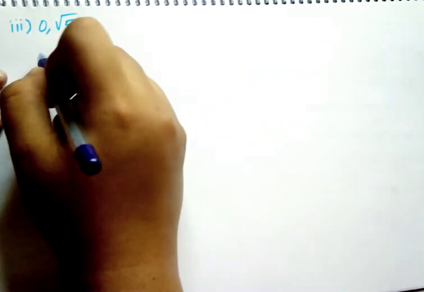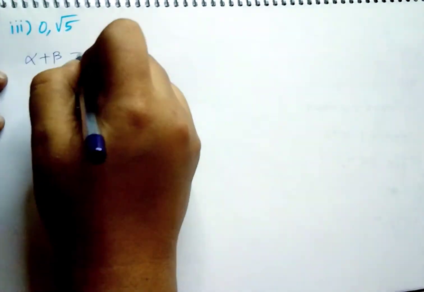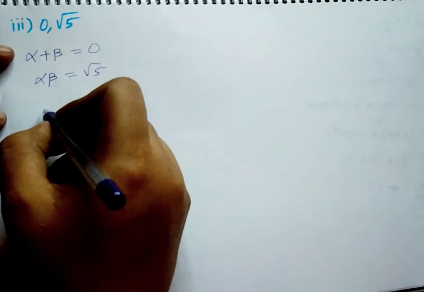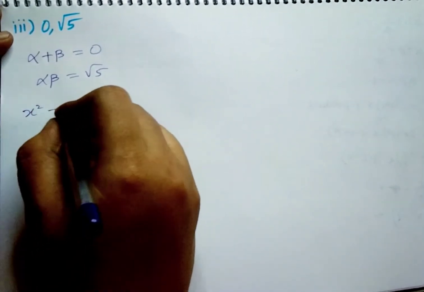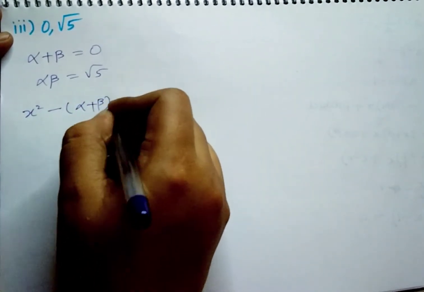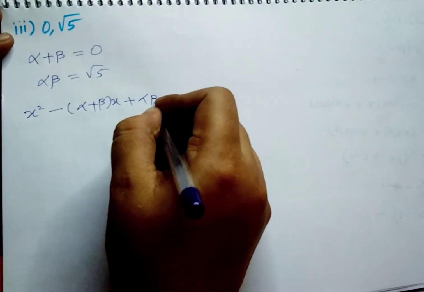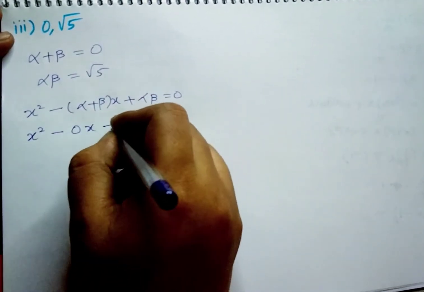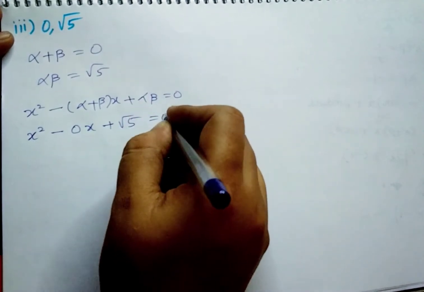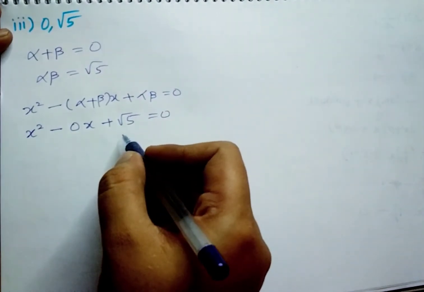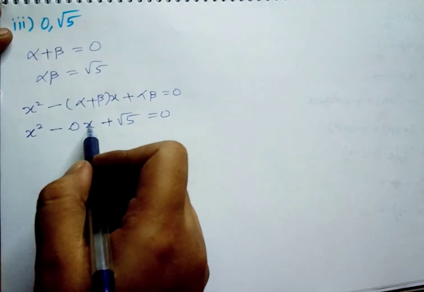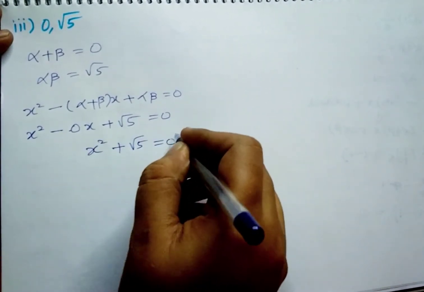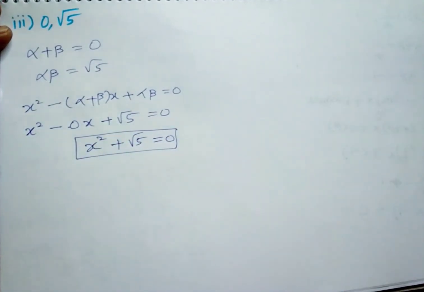Third subdivision, they have given the sum of zeros as 0 and product of zeros as root 5. So when we substitute in the formula, x square minus sum of zeros into x plus product of zeros equal to 0, we get x square minus 0 into x plus root 5 equal to 0. Here we don't have fraction, so LCM is not necessary, and 0 into any number is 0. X square plus root 5 equal to 0 is the required equation.